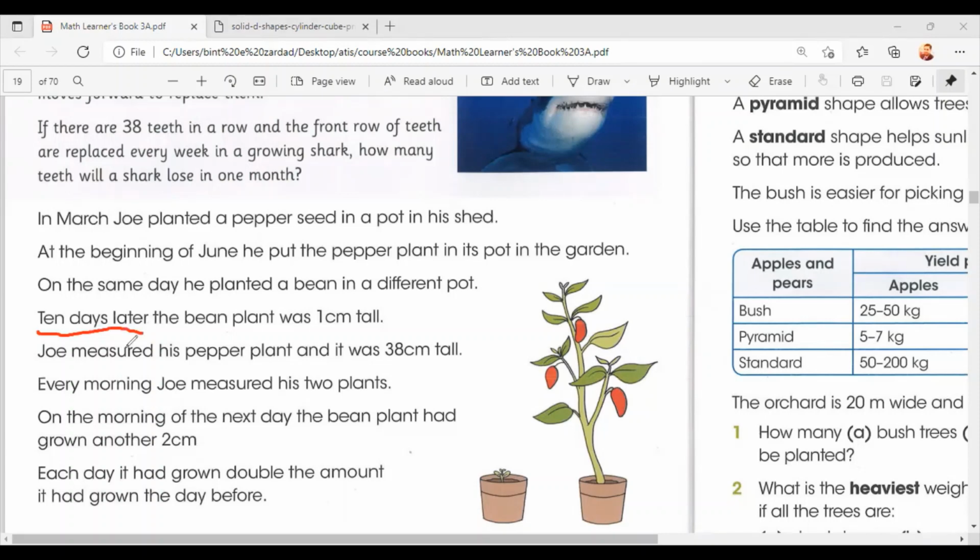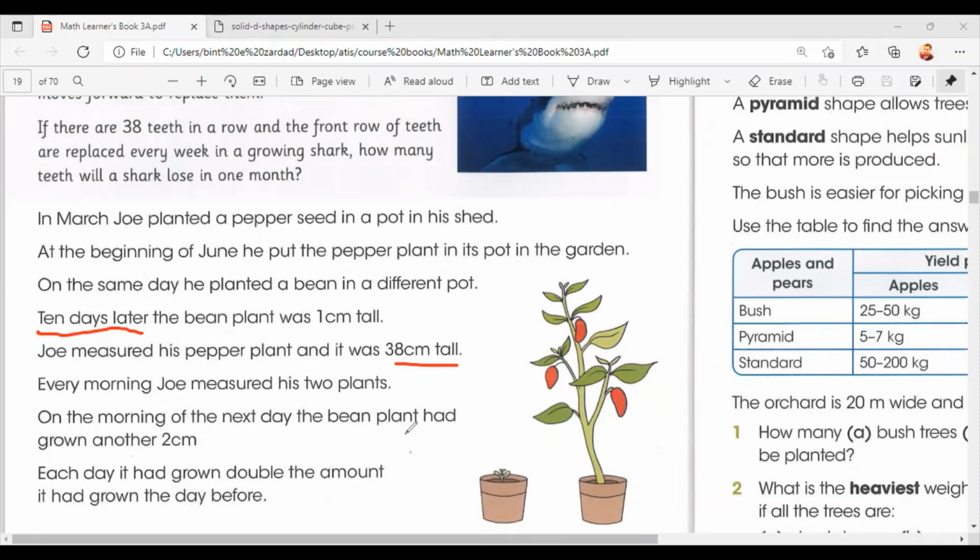Joy measured his pepper plant. It was 38 centimeters tall. Every morning, Joy measured his two plants. On the morning of the next day, the bean plant had grown another 2 centimeters. Each day, it has grown double the amount it has grown the first day.